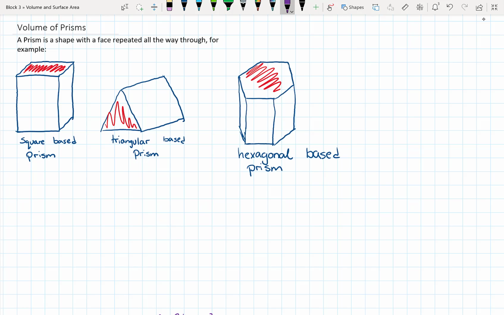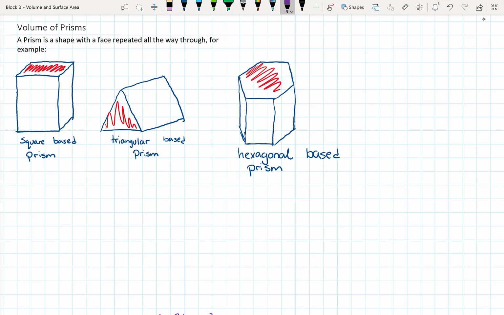If we imagine taking our Toblerone and we split it in half to share it with someone, once we've done that, at either end we still see that triangle shape. And if we take our half and split it in half again, share it with someone else, we're still just seeing that triangle shape repeated all the way through. And that's what we're looking for when we want to find a prism.